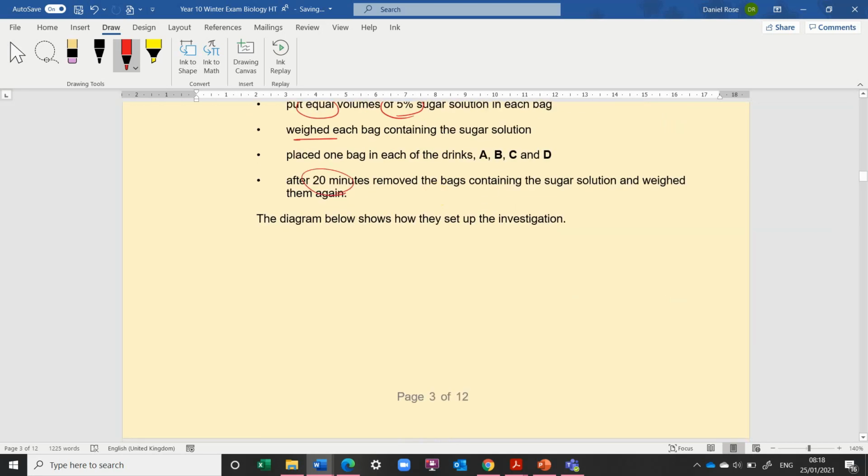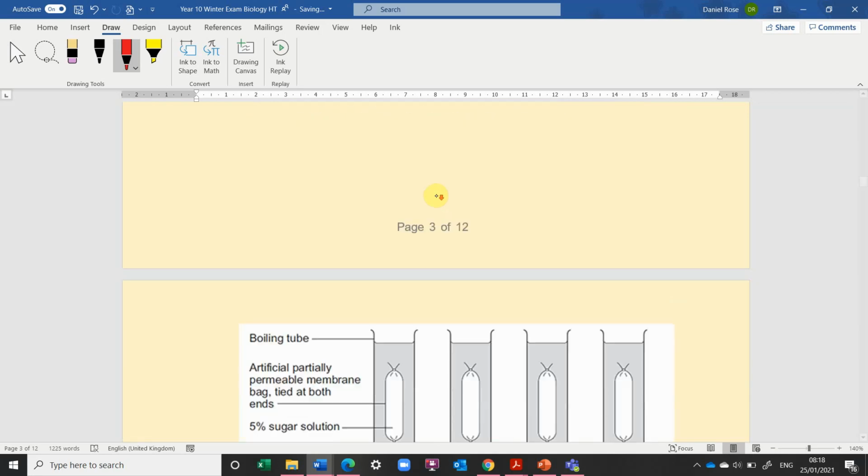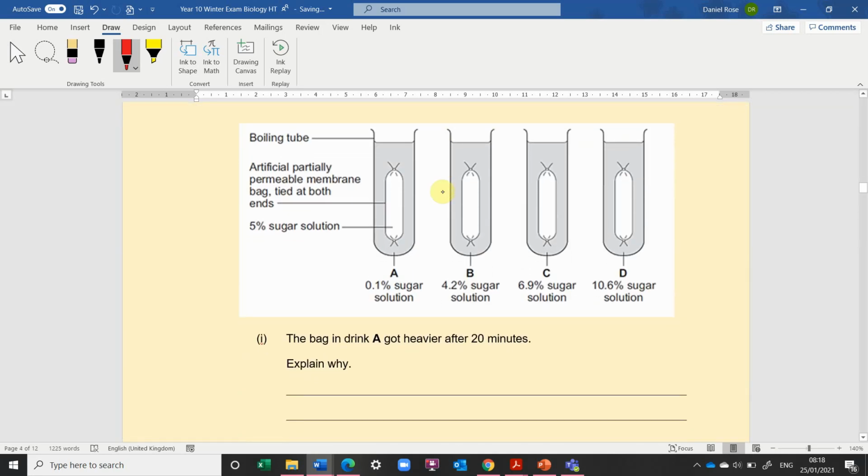And after 20 minutes, something else to keep the same, they remove the bags containing the sugar solution and weigh them again, so weighing before and after. And the diagram shows how they set it up. Again, it's always important to just understand these experiments before you leap into the questions.